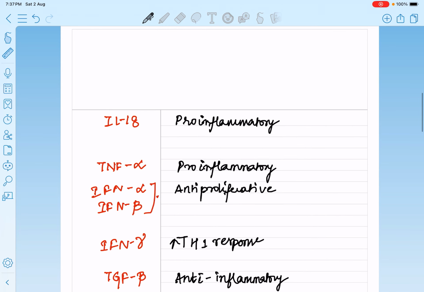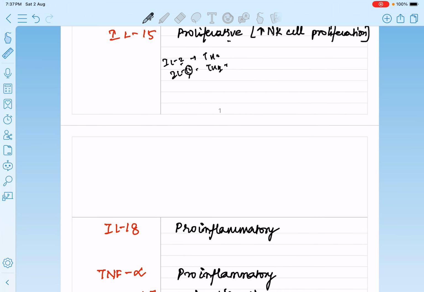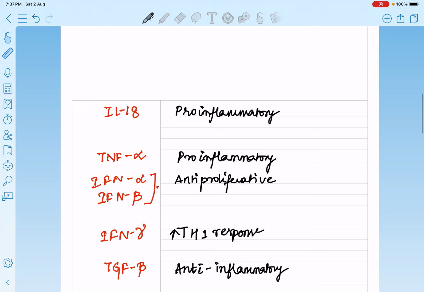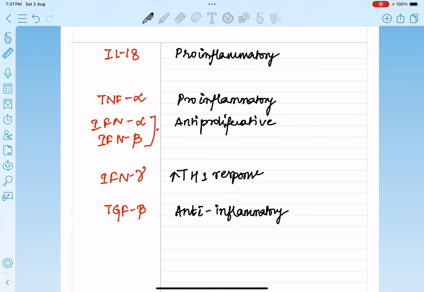Now come the TNFs. TNF alpha again is a pro-inflammatory. Wherever you go, whichever pathogenesis you read, TNF alpha is always at the forefront. Whenever you read, that is why pro-inflammatory TNF alpha. Then we have interferon alpha and interferon beta, which are anti-inflammatory. Then interferon gamma along with IL-12, which will cause an increase in Th1 response. And then we have TGF beta, which is anti-inflammatory.